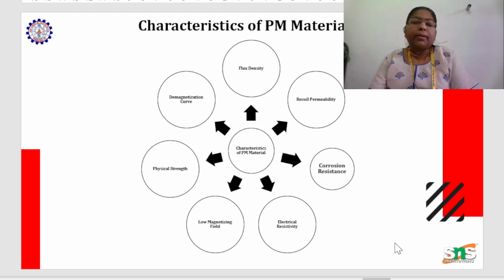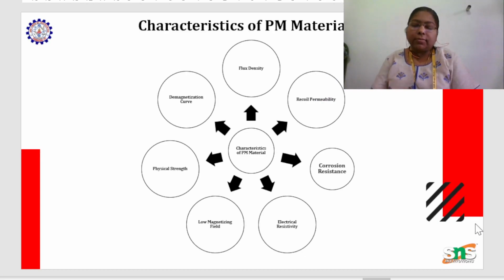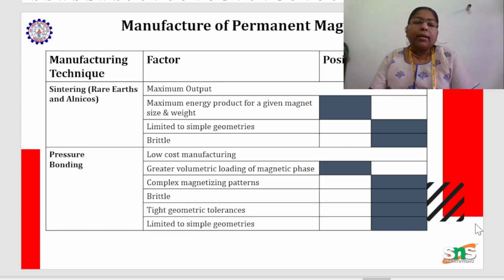If you take up the characteristics of a permanent magnet, it should have high flux density. We should think about the recoil permeability of the magnet, the corrosion resistance, electrical resistivity, low magnetizing field, physical strength, demagnetization curve, etc. All those factors have to be considered as characteristics of a permanent magnet. The manufacturing process of these permanent magnets also plays a vital role.